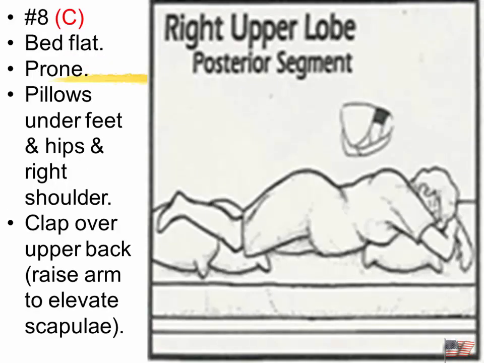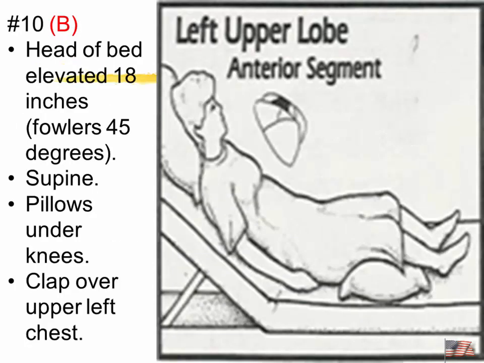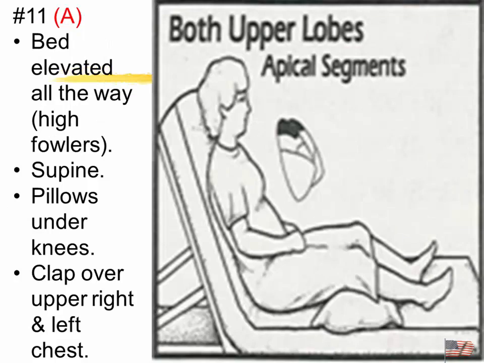Right upper lobe posterior segment. Again, the bed is flat, they're prone, and we're clapping over the upper back. Right upper lobe anterior segment, bed flat, pillows under the knees, they're lying supine. Basically draining the anterior segment of the upper lobe. And the left upper lobe anterior segment, same idea, head of the bed elevated. They're lying on their back, pillows under the knees.